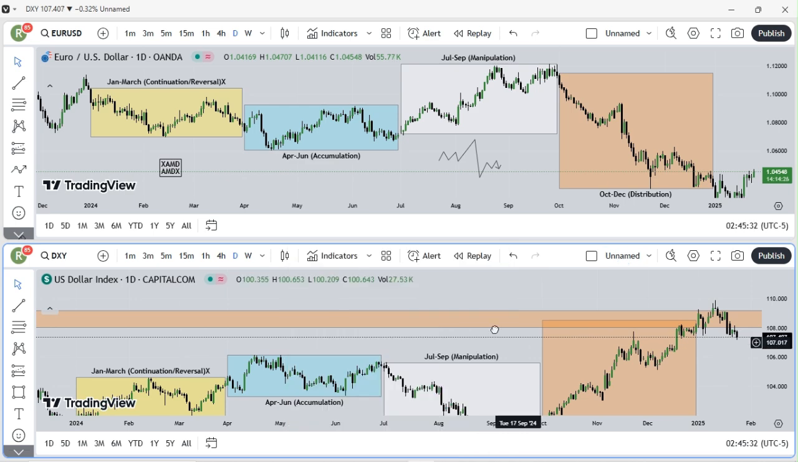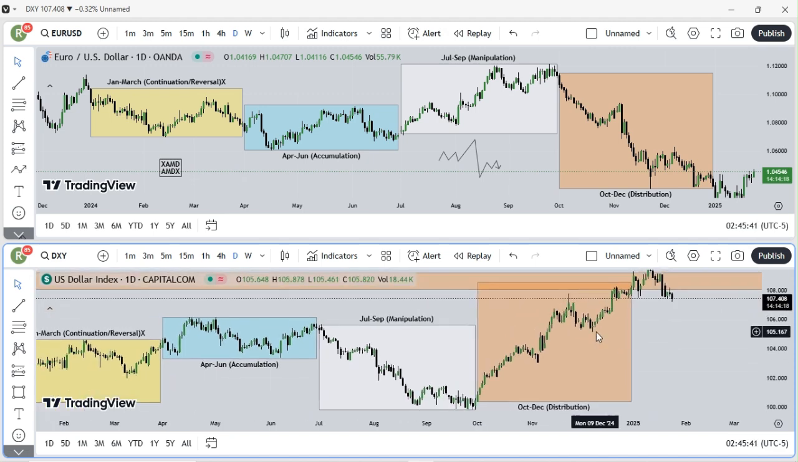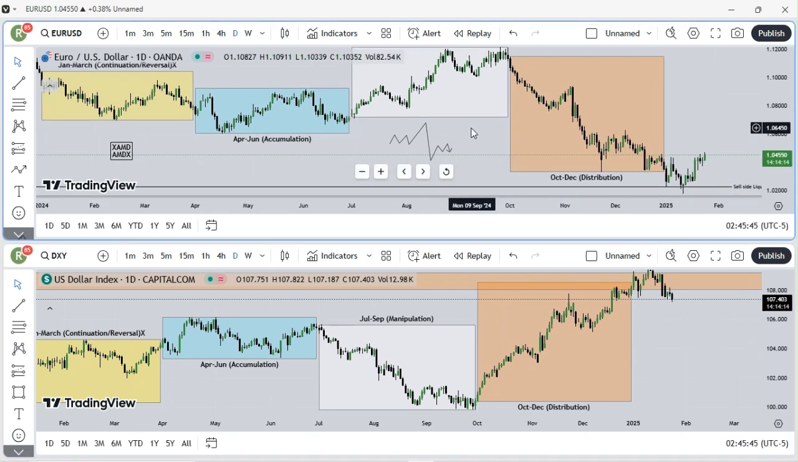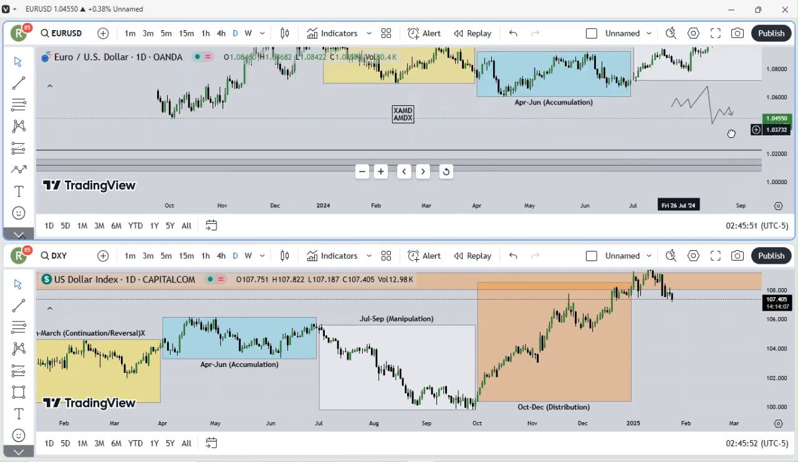As you can see, the fair value gap that I showed you, the price ran to it. So it was a higher time frame PD array that the price was rallying to. And on the DXY, the price was rallying lower. It didn't get to the fair value gap. But there's a sell side fair value gap that I've marked here. Let me just show you.